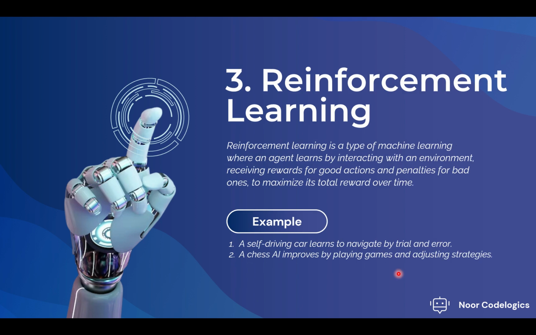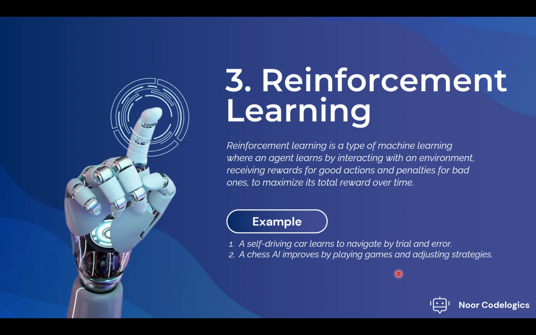The third type is reinforcement learning. Reinforcement learning is a type of machine learning where an agent learns by interacting with the environment, receiving rewards for good actions and penalties for bad actions. In this way it maximizes its total reward over time. With the passage of time, there is improvement in the behavior of the model, right? So it learns basically from the environment.